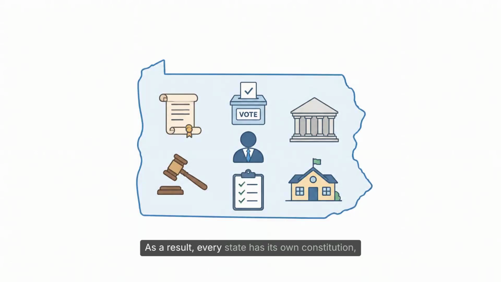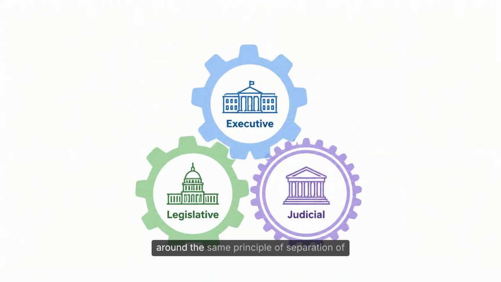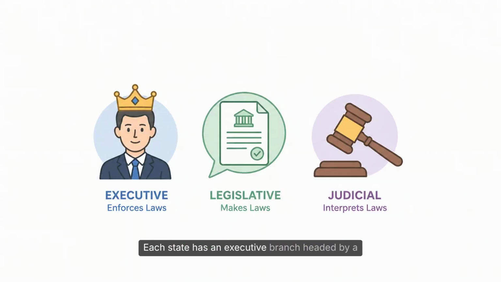As a result, every state has its own constitution, elected government, legislature, executive branch, judicial system, administrative agencies, and system of local government. Most state governments are organized around the same principle of separation of powers found at the federal level, though state institutions vary in some respects. Each state has an executive branch headed by a governor, a legislative branch responsible for making state laws, and a judicial branch that interprets those laws and resolves legal matters.